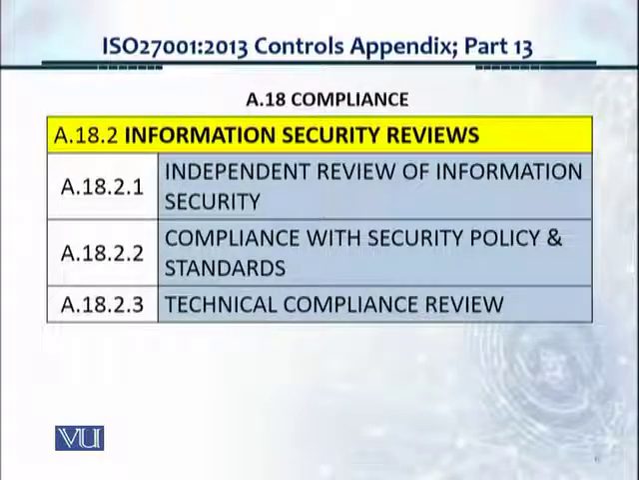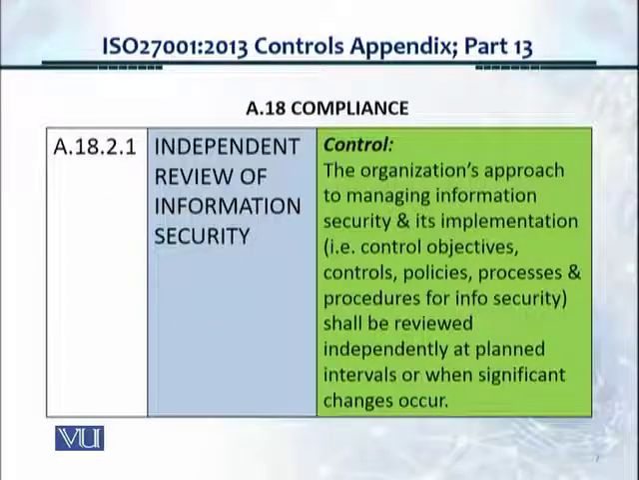The second control objective, information security reviews. Now we have independent review of information security, very important, compliance with security policy and standards, and technical compliance review. Independent review of information security says, in green, the organization's approach to managing information security and its implementation, that is control objectives, controls, policies, processes, and procedures for information security, shall be reviewed independently at planned intervals or when significant changes occur. So we're talking about a third-party review.